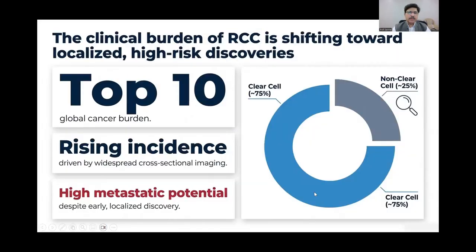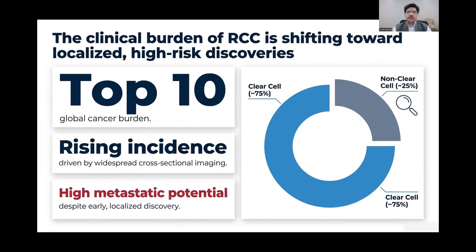Earlier renal cell carcinoma was not considered important. Now it is in the global cancer burden. It is always ranking in the first 10 cancer burdens of the world, particularly more so in the developing countries. The clinical burden of renal cell carcinoma is shifting now towards localized high-risk discoveries. Now, what are the two types we have? Earlier we used to have the pathological classification, clear cell carcinoma and non-clear cell carcinoma. 75% of RCCs are clear cell carcinoma, 25% are non-clear cell carcinoma. But that classification is not sufficient.